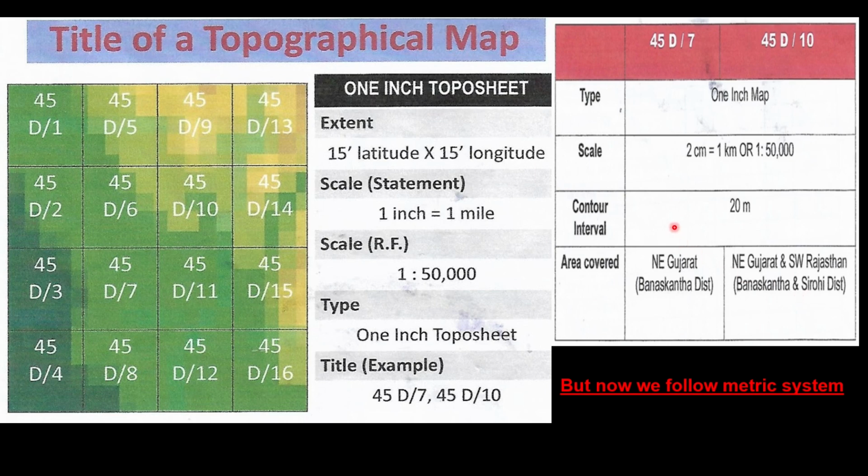The contour interval in the topographical map of India is always 20 meters, and the scale is always 2 centimeters to 1 kilometer, or 1 is to 50,000. And the type is known as 1 inch map. The name has not been changed.